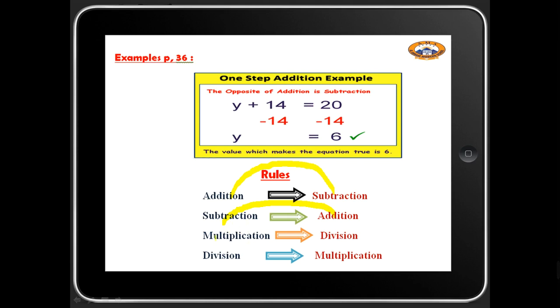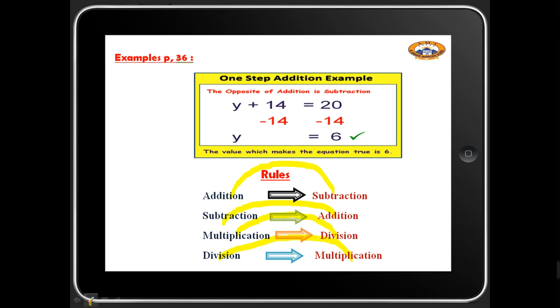So multiplication is the opposite of division. When we move a number to the other side of the equation, we change multiplication into division, and division into multiplication. As you note, each operation, when we move it to the other side of the equation, we take the opposite. The opposite of addition is subtraction. The opposite of multiplication is division.